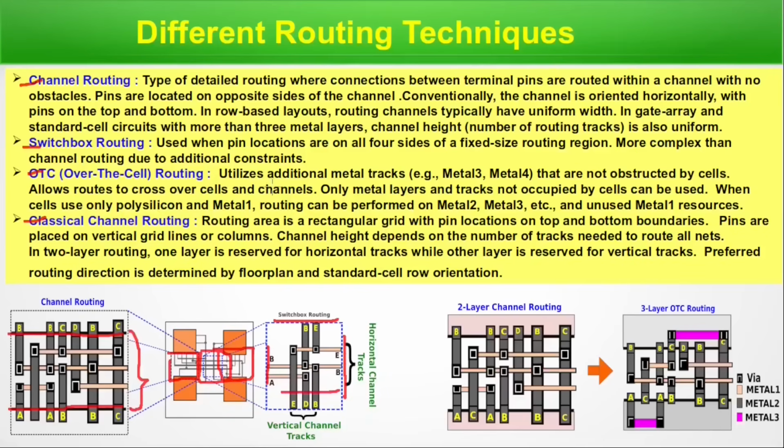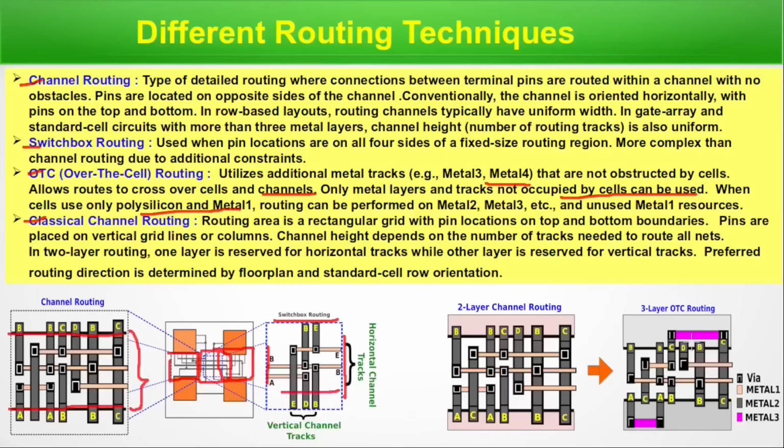OTC or over the cell routing utilizes additional metal tracks, that is metal 3 and metal 4, that are not obstructed by cells, allowing routes to cross over cells and channels. Only metal layers and tracks not occupied by cells can be used. When cells use only polysilicon and metal 1, routing can be performed on metal 2 and metal 3, etc., and unused metal 1 resources. So this is a channel routing situation, and this is the 3-layer OTC routing. We can see that the number of connections is more here compared to this one, and here, over the cell, these connections are done over the standard cells, and congestion is less.